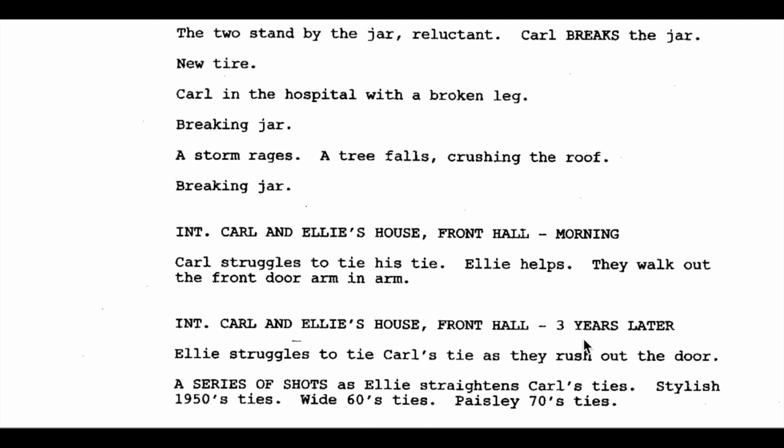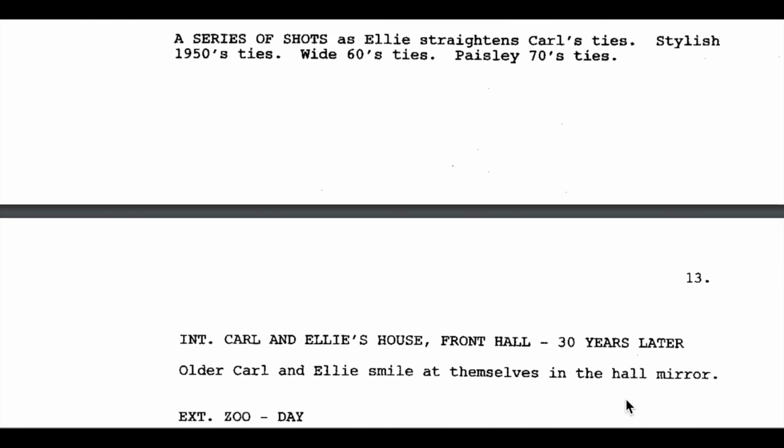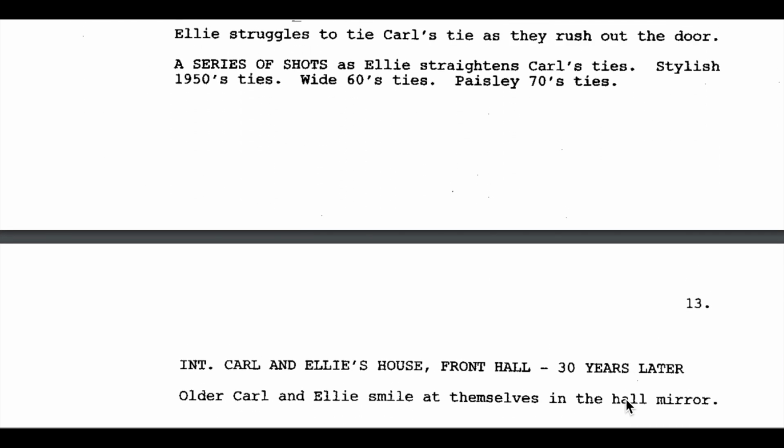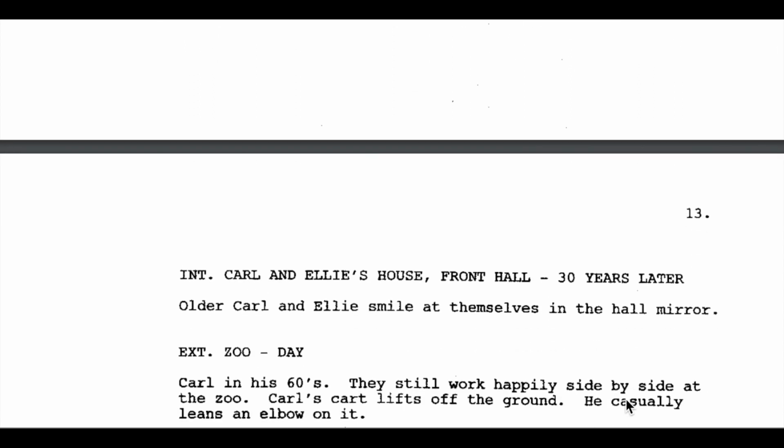Like we see the front hall 3 years later. Again, very specific, so that's kind of interesting. But then they're telling us the different ties that he's wearing, and so they're trying to give us an indication of what that looks like. Then we go to 30 years later. So that's pretty interesting. And then the next time we see them, Carl's in his 60s. So they're showing the passage of time through all of these different shots and so on and so forth.